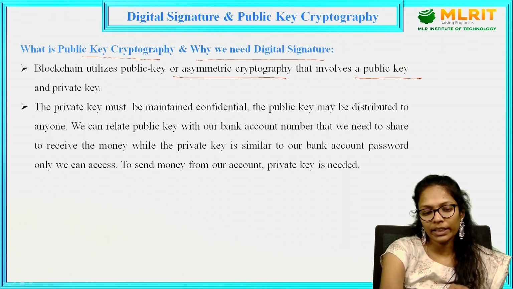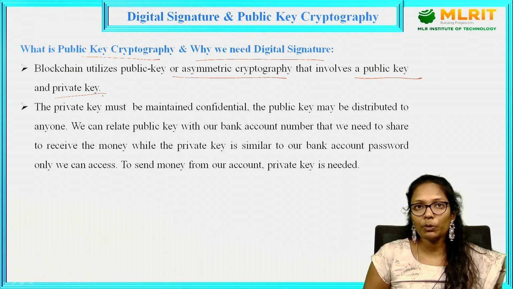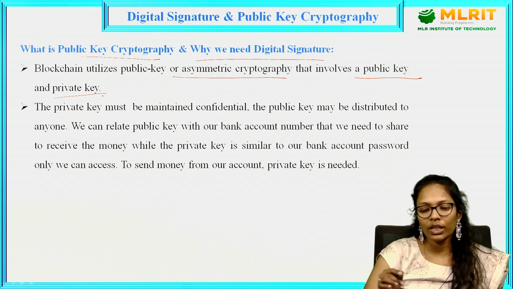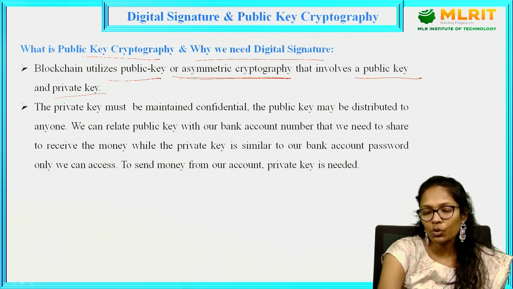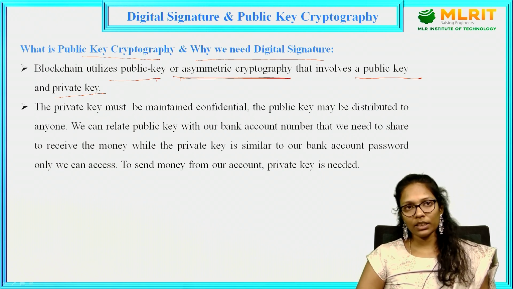One is the public key and the other one is the private key. So the cryptographic technique which uses two keys is called asymmetric cryptography, or it is also called public key cryptography. It uses two keys here, one is the public key and the other one is the private key.